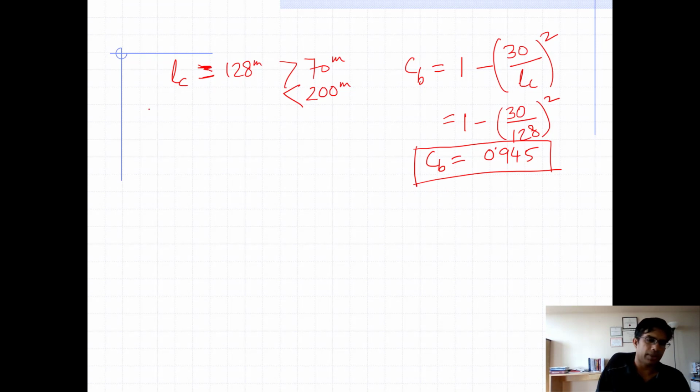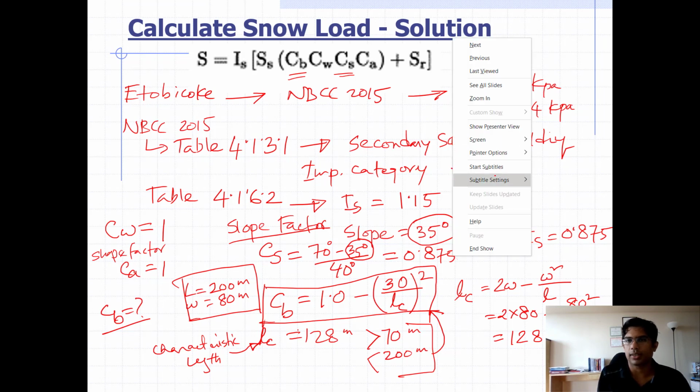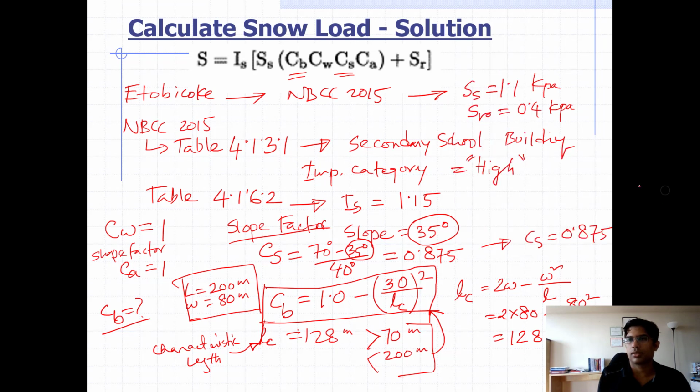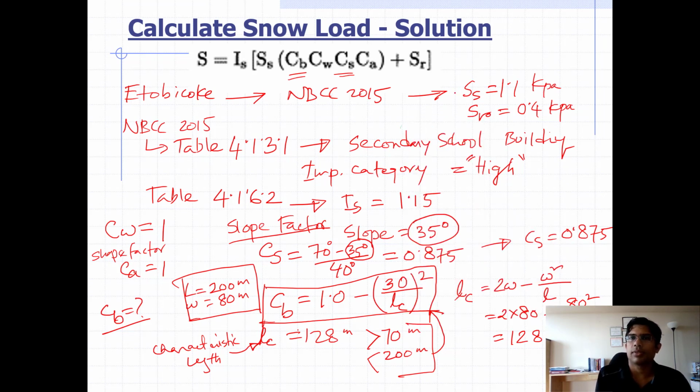So now we got all those parameters. If you go to the previous slide, we can see you can change the color to find out colors. Okay. So what are the parameters we got so far? We got these values, SS and SR values. We also got IS value 1.15 because of the importance of the building, and we got the CS value, the slope factor. You can calculate it using this equation.